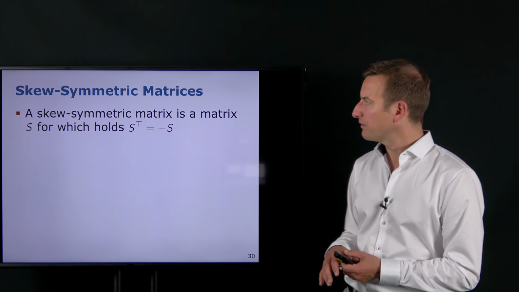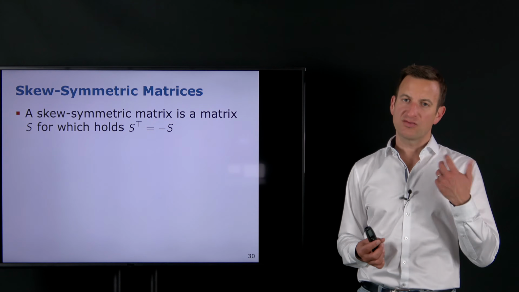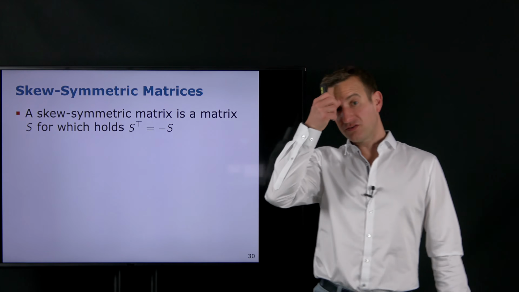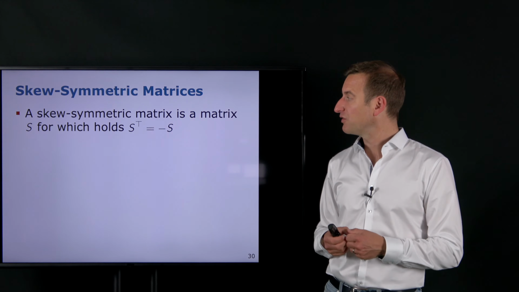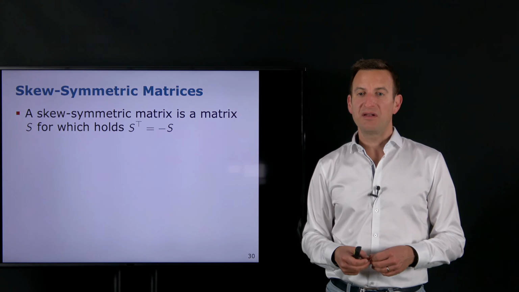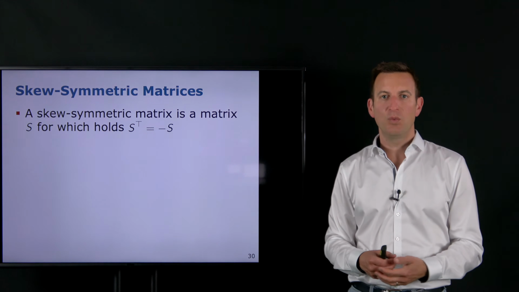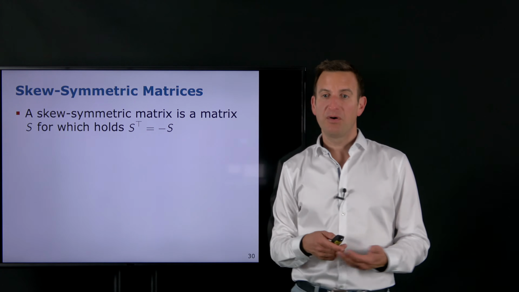So from the definition point of view, a skew-symmetric matrix is a matrix S for which it holds that the transpose of S equals minus S. So the transpose should be equal to the negative values of that matrix. And that means already that it must be a matrix where on the diagonal we have only 0 elements. Otherwise, this wouldn't be possible.